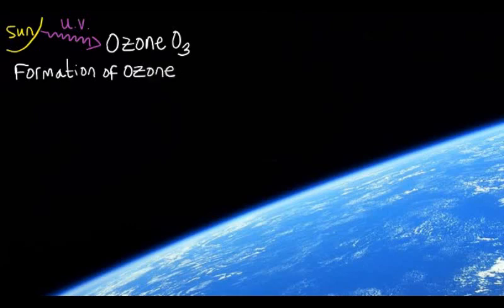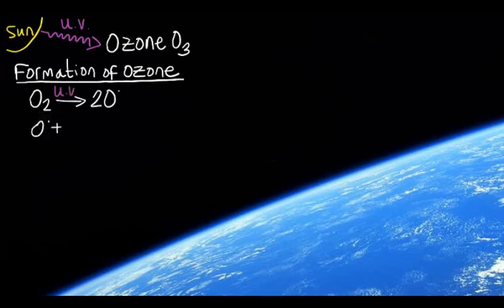Ozone is formed in the upper atmosphere, and it's formed when oxygen molecules are split into two oxygen atoms. That dot shows that they're radicals, which means they have unpaired electrons, and they're very reactive. And if we take one of those oxygen radicals and react it with an O2 molecule, we'll form a molecule of ozone, O3. Now, ozone has a role in absorbing the ultraviolet radiation from the sun.